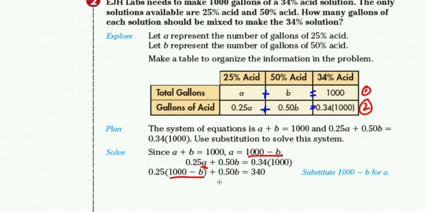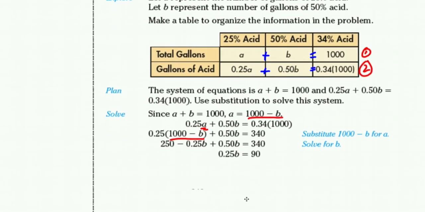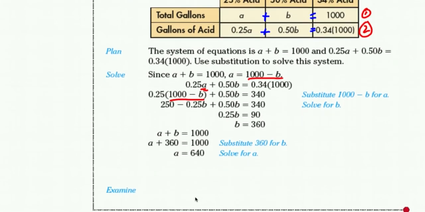Let's simplify that expression by the distributive property, and further simplifying gives you 0.25B equals 90. Dividing both sides by 0.25, we end up with B equals 360. Now we found the value of B. We are now going to substitute B into our equation 1, A plus B equals 1,000. Substituting B, which is 360, we get A plus 360 equals 1,000. Then we subtract 360 from both sides and end up with A equals 640.